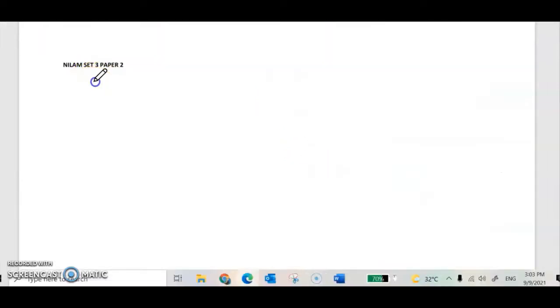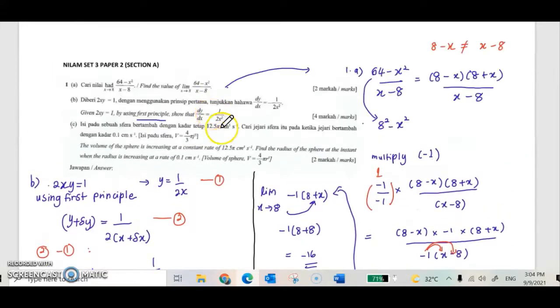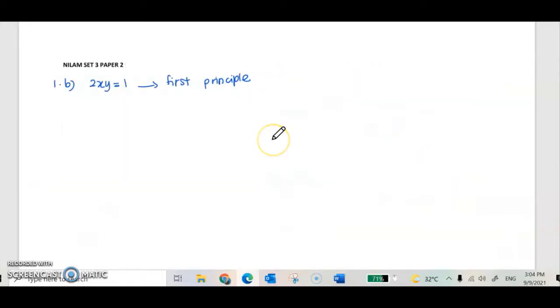Okay, so now we want to solve this function. We want to differentiate the function by using first principle. So this is question 1B, by using first principle. Okay. Kita tahulah macam mana konsep first principle. So we have to show that the differentiation dy over dx equal to negative 1 over 2x squared.